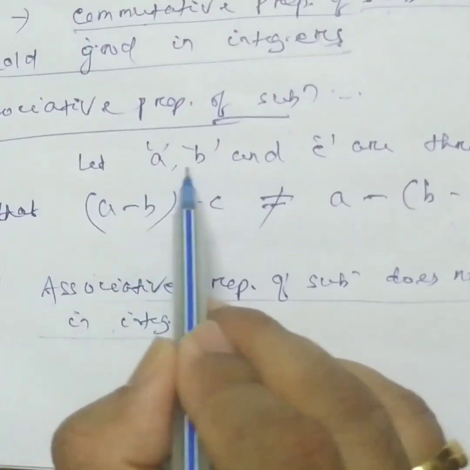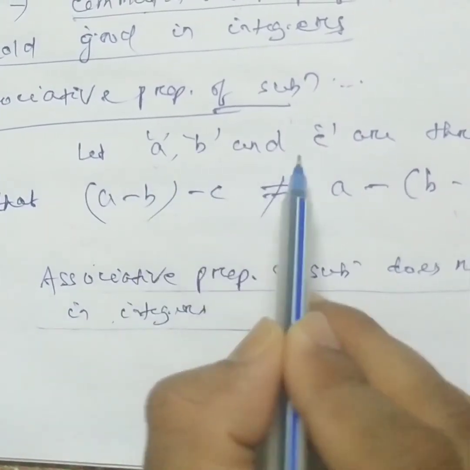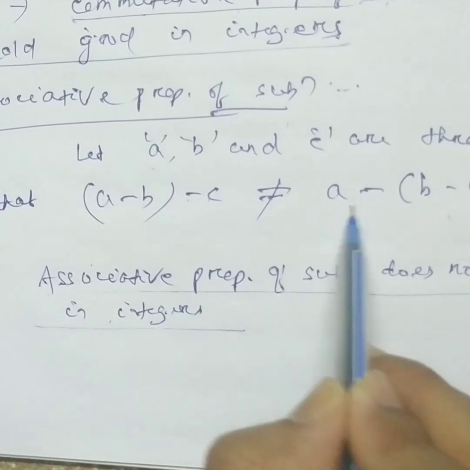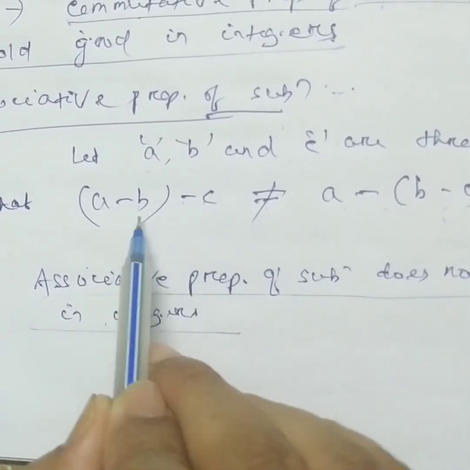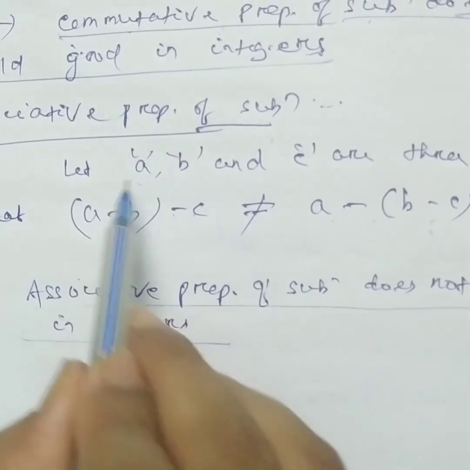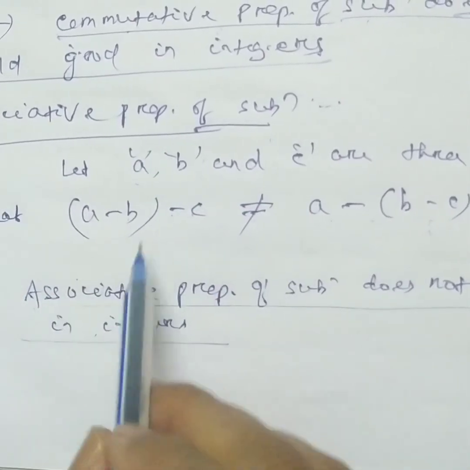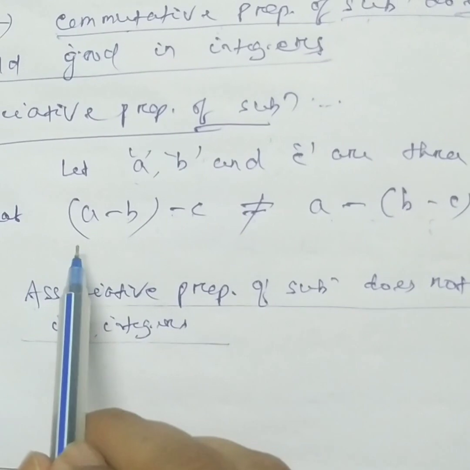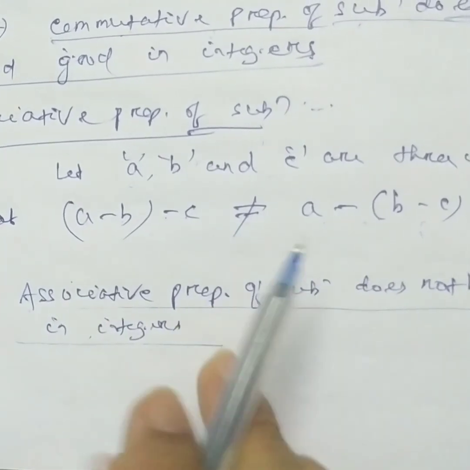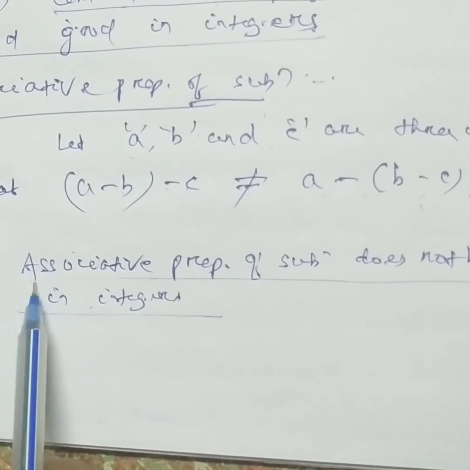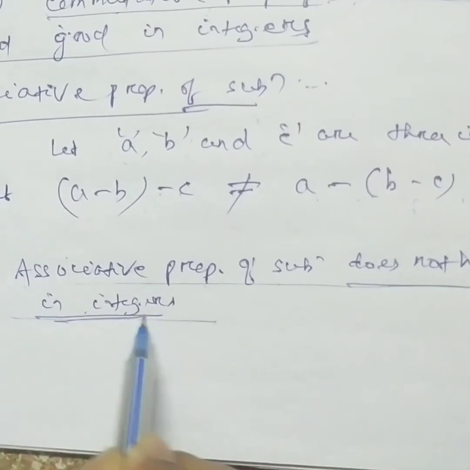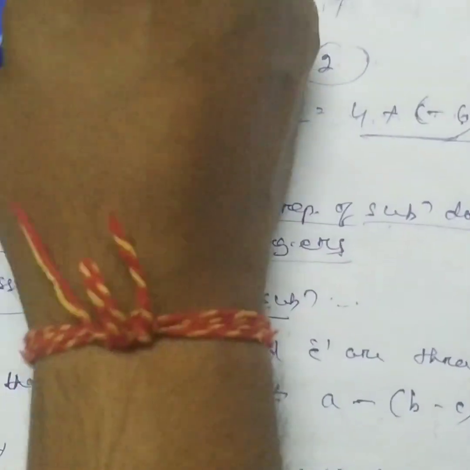Coming to the associative property. Similarly, we have to take 3 numbers A, B, C such that A minus B in brackets minus C is not equal to A minus B minus C in the other grouping. So here the grouping is changed and the difference is not equal. You take 3 examples of A, B, C, try at home and see that these two, LHS and RHS, will not be equal. So note: the associative property of subtraction also does not hold good in integers. Only the closure property will hold.